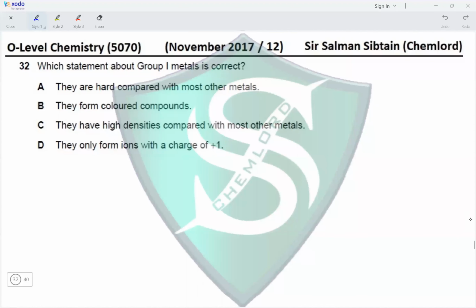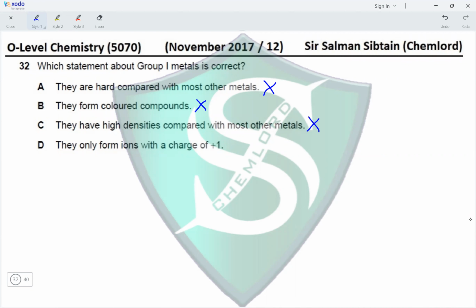Question 32. Which statement about group 1 metals is correct? They are hard compared with most other metals? No. Group 1 metals are softer than the other metals. They form colored compounds. Transition metals form colored compounds. Group 1 metals form white solids or colorless solutions in the form of compounds. They have high densities compared with most other metals? No. They have got lower densities compared to other metals.